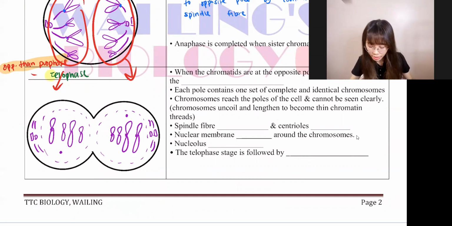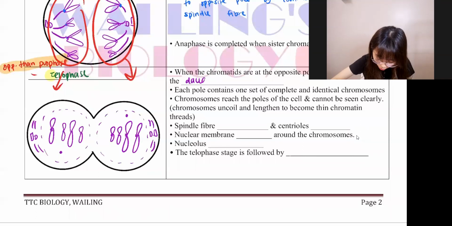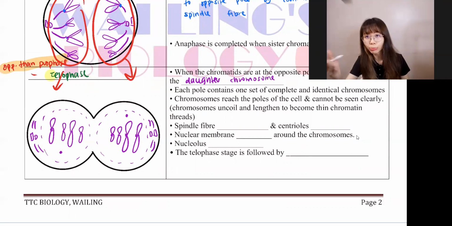Then we have to form sentences. When the chromatids are at the opposite poles, they are now known as the daughter chromosomes. What is a daughter chromosome? Okay, later I will explain to you after I form all of the sentences over here. It says each pole contains a complete set of identical chromosomes.